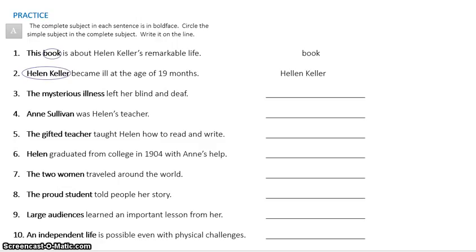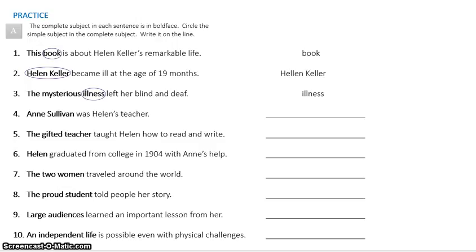All right, now that you are back and you have 3 through 10 completed, let's go through the answers. Number 3 says the mysterious illness. They've already given you the complete subject. So I'm going to look in the complete subject and find one word that's going to tell me what the rest of the sentence is about. All right, is the sentence about the? No. Is it about mysterious? No. Is it about the illness? Yes. So you should have circled illness and put illness on the line.